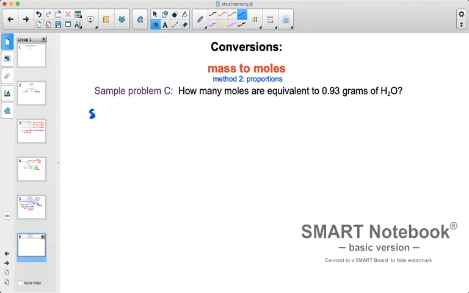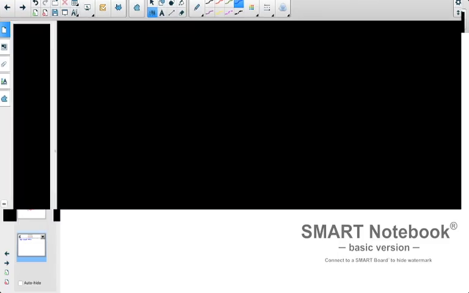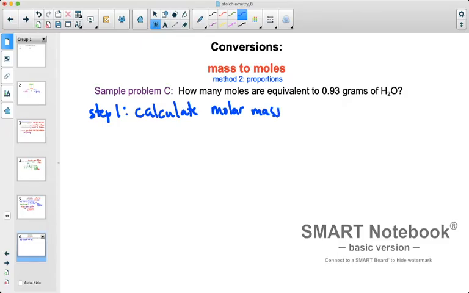Step 1 is still going to be the same. Step 1 is still going to be to calculate molar mass. And since we have the actual same substance from before, the molar mass is the same from the problem in the last slide, which happens to be 17.99 grams per mole. And then step 2 for this method is really to set up a proportion.